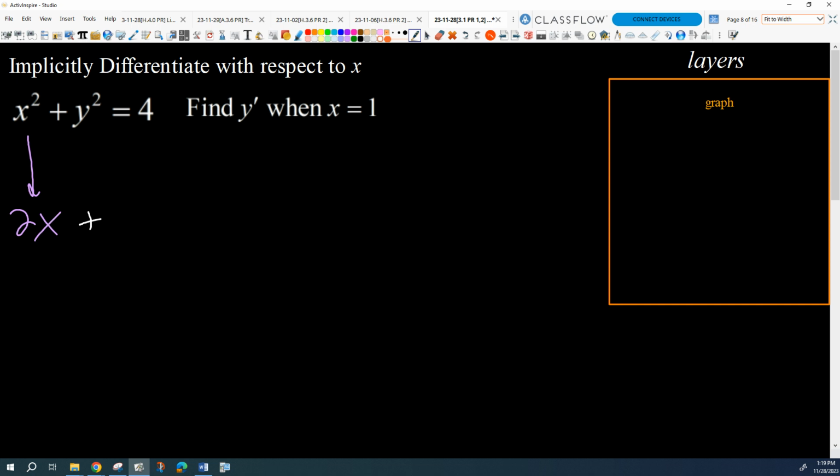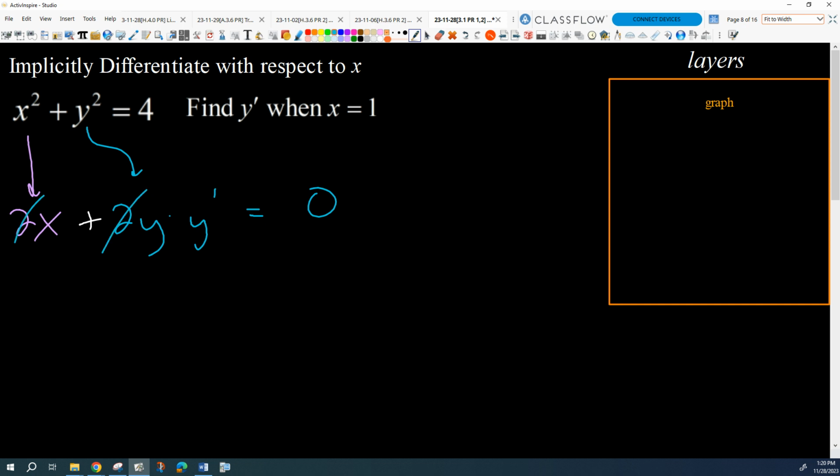Plus, what's the derivative of y squared with respect to x? 2y times y prime, right? Two layers, because I'm differentiating with respect to x. You're starting to probably go, aha, I see a pattern here. Anytime I'm differentiating some variable other than x with respect to x, I'm going to get a prime popping out of that, right? And on the other side, what do I get? Derivative of 4 is 0.